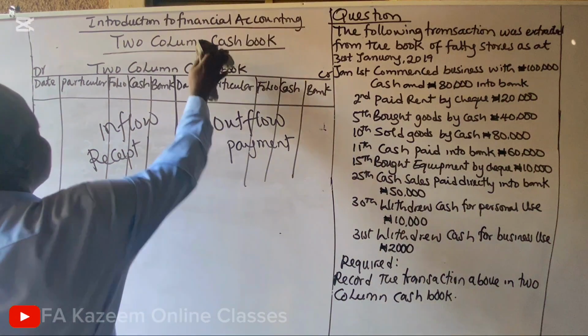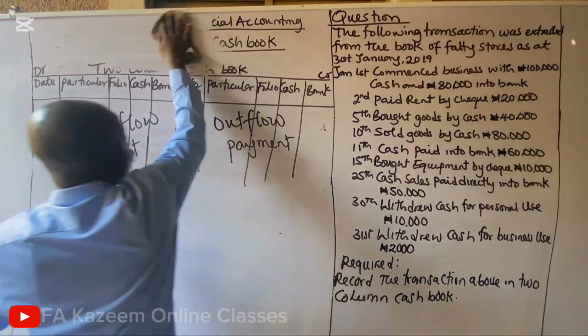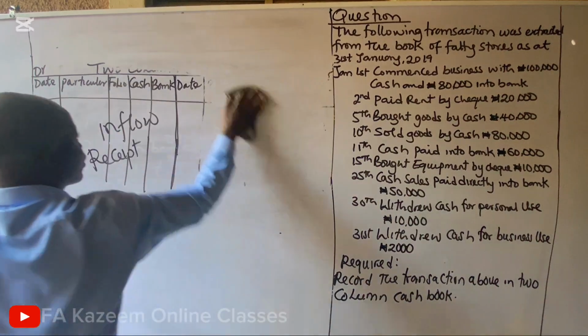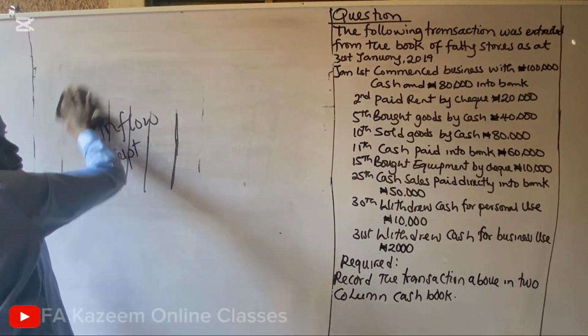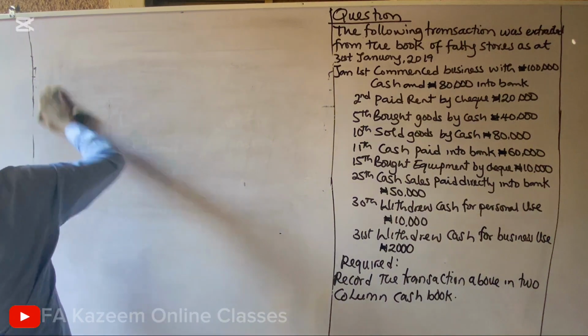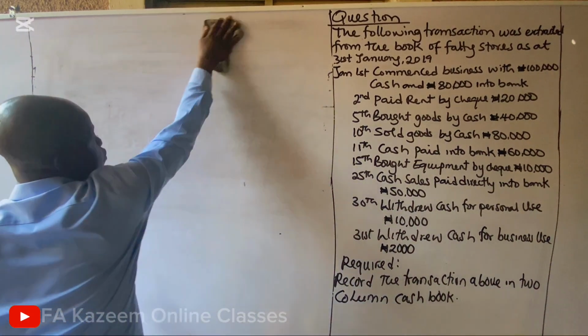We'll be looking at a detailed illustration of a two-column cashbook.